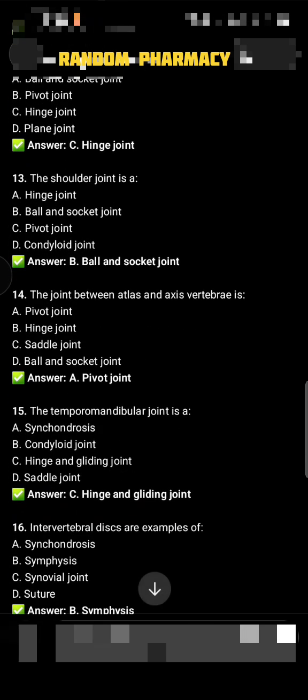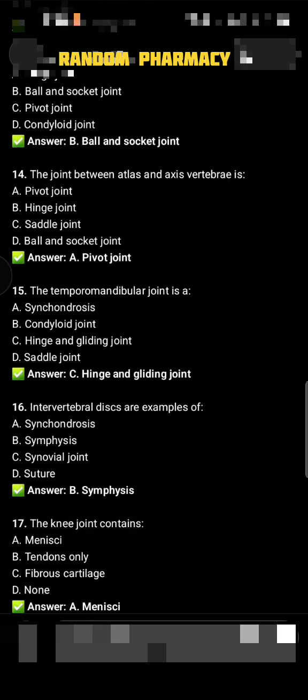The shoulder joint is a hinge joint, ball and socket joint, pivot joint, condyloid joint. The right answer is ball and socket joint. The joint between atlas and axis vertebrae is pivot joint, hinge joint, saddle joint, ball and socket joint. The right answer is pivot joint.